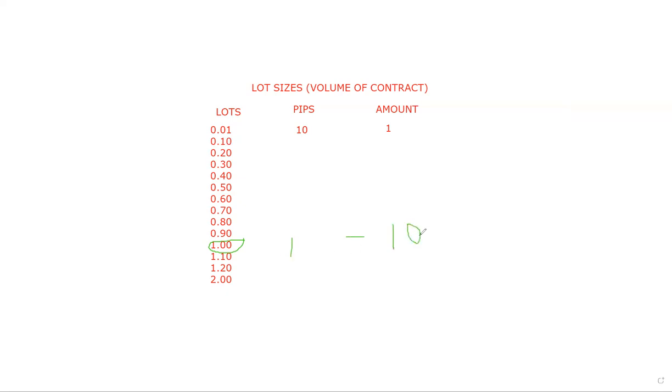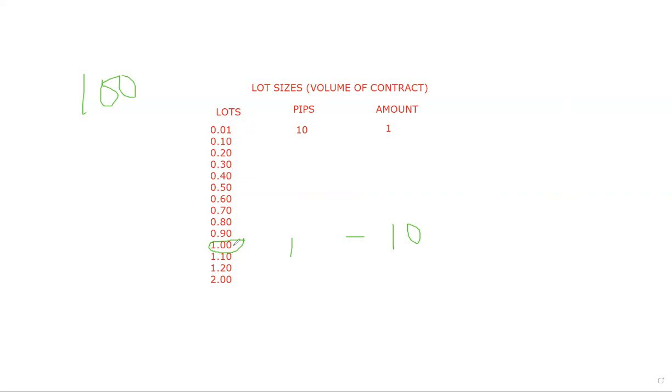2 pips is going to be $20. 3 pips loss is going to be $30. 4 pips loss is going to be $40. 5 pips profit or loss is going to be equal to what? $50. 6 pips profit or loss is going to be equal to what? $60. In that order.